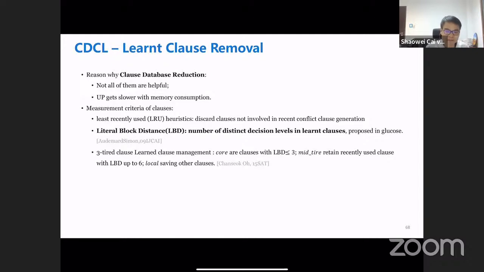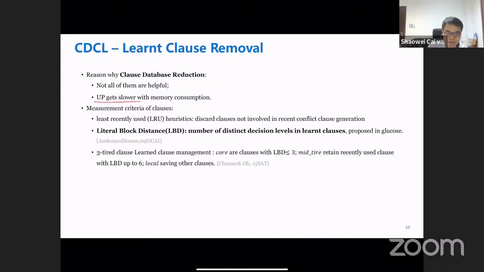Besides the heuristics for decision, for branching and phase decision, we also need to manage the learned clauses, because during the CDCL search, we learn more and more clauses. If we do not reduce the clauses, the number of clauses will increase to a very large number, and that will make UP very slow. Also, not all of the learned clauses are helpful in the future.